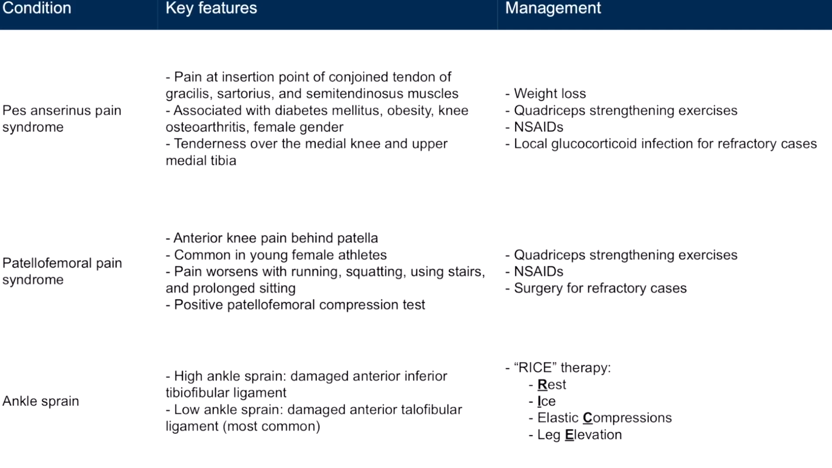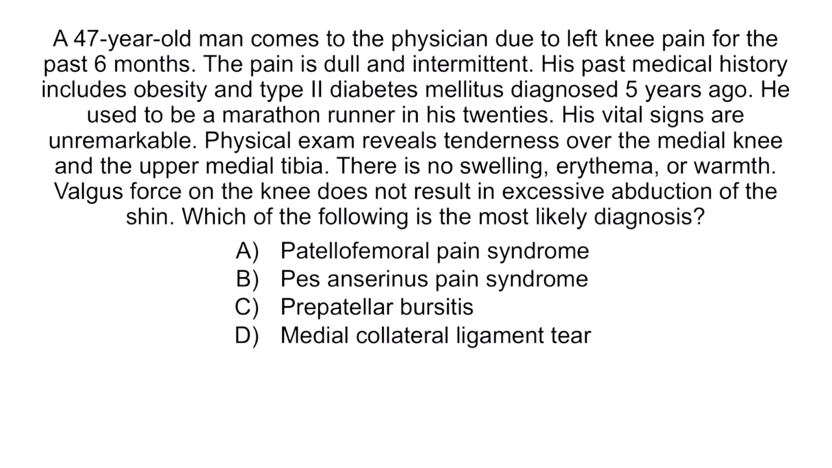Here's a slide comparing the key features of Pes Anserinus pain syndrome, patellofemoral pain syndrome, and ankle sprains. Let's discuss why other options are incorrect. Option A is incorrect because patellofemoral pain syndrome is characterized by anterior rather than medial knee pain, exacerbated by sitting, squatting, and climbing the stairs. Additionally, it's more common in young female athletes.